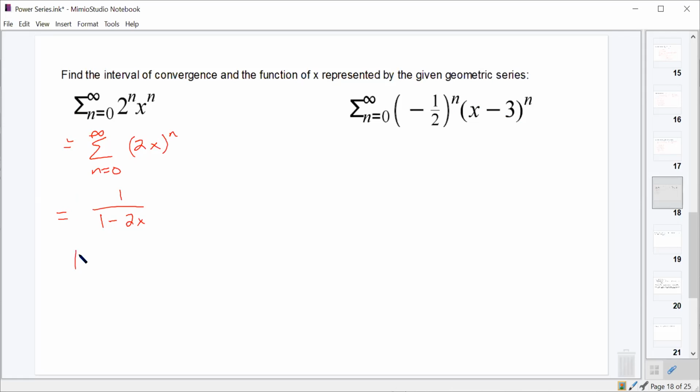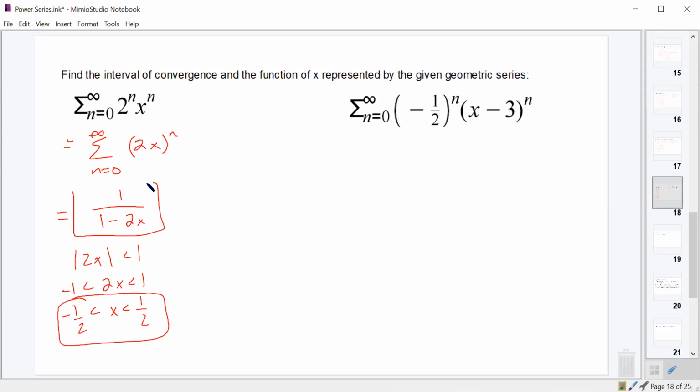And the absolute value of 2x has to be less than 1. And x would be between -0.5 and 0.5. So here's our interval of convergence, and here's our function that is represented with that series. Good or no? And what about this one? How would we rewrite this?